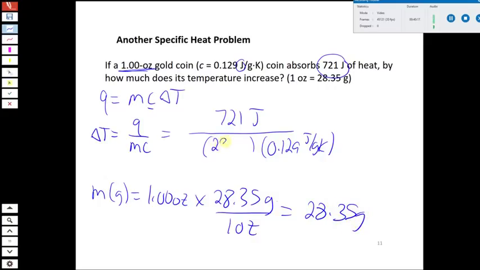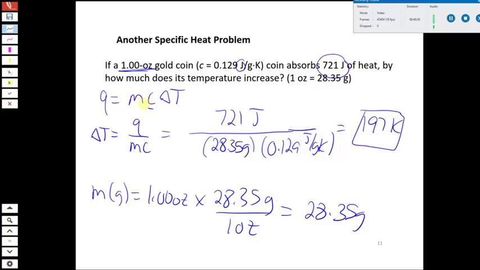So we put that here, 28.35, and we end up with 197 Kelvin when we divide. So with this MC delta T equation, we could either have you calculate heat like we did last time, or we could solve for any of these other ones if we give you just one as an unknown.